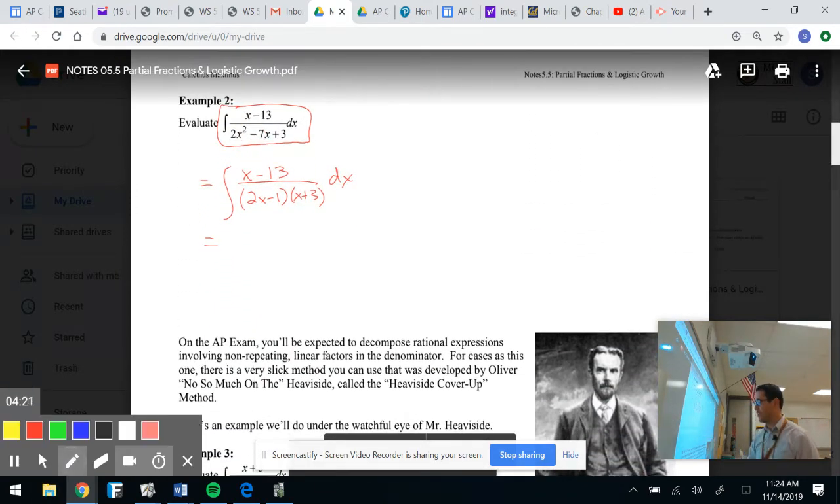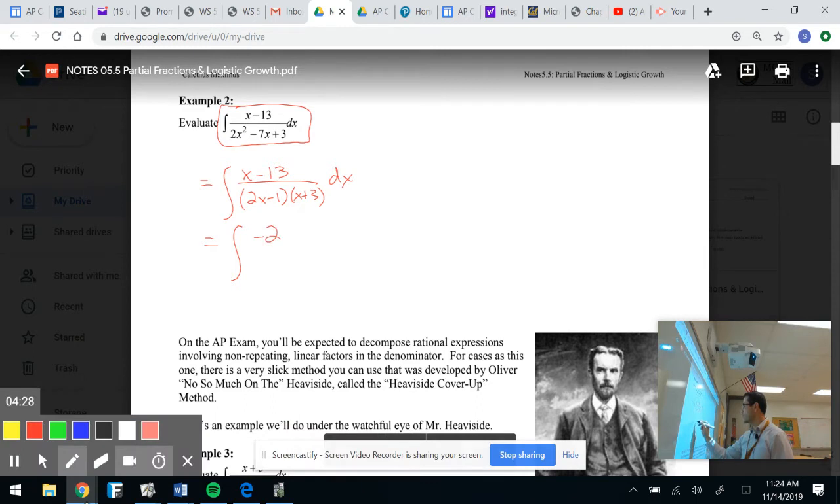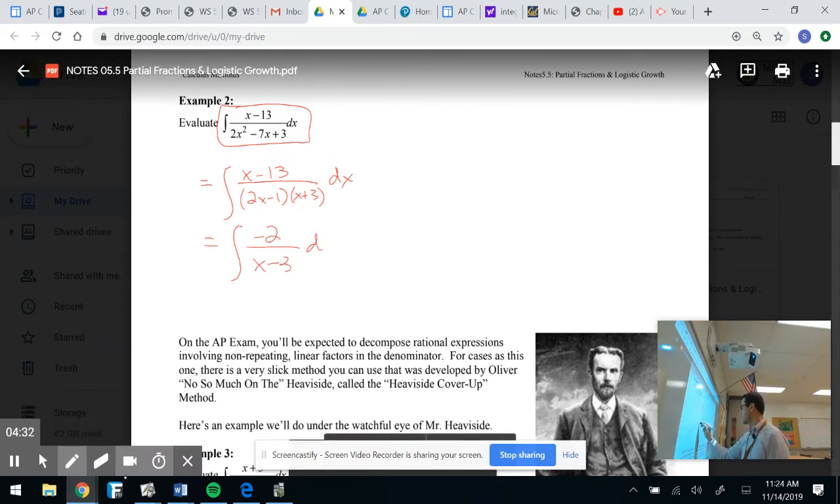And then you're going to see we have the coolest technique ever for going backwards. So I have the integral of negative 2 over x minus 3 dx. I'm going to split it up into two separate integrals, and the integral of 5 over 2x minus 1 dx, okay?